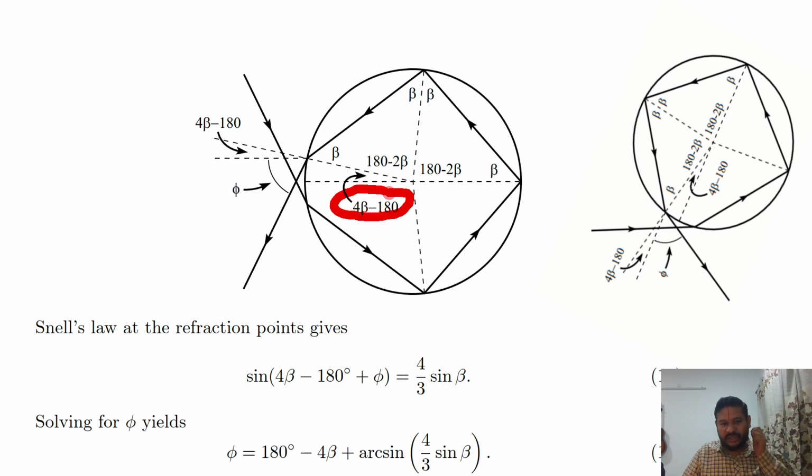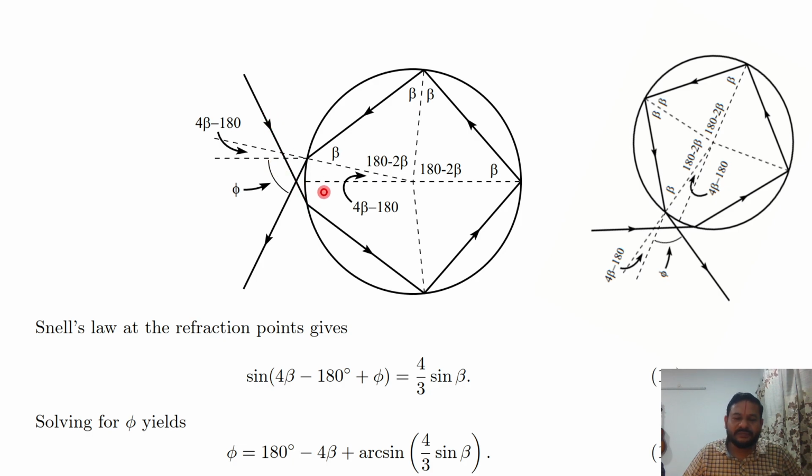And this angle is 4 beta minus 180 degree, which means what? If you extend this normal, then this small angle is also 4 beta minus 180 degree, right? And similarly you can draw over here for the incident light, this angle is again 4 beta minus 180 degree. You will get a similar, symmetric diagram here. So what is the angle of incidence now?